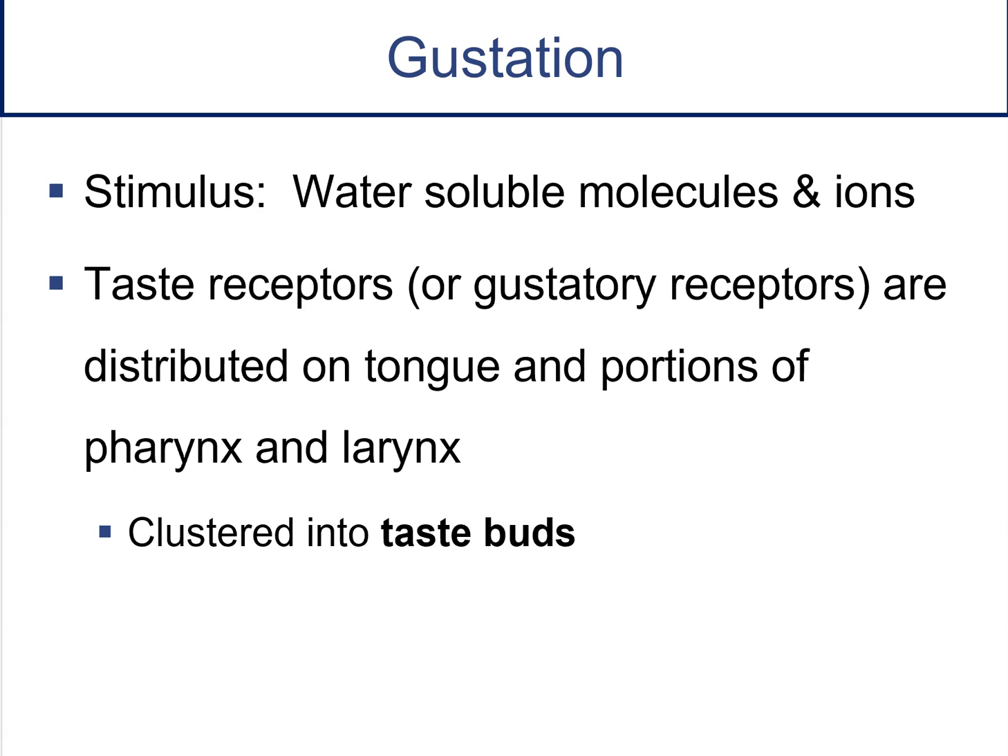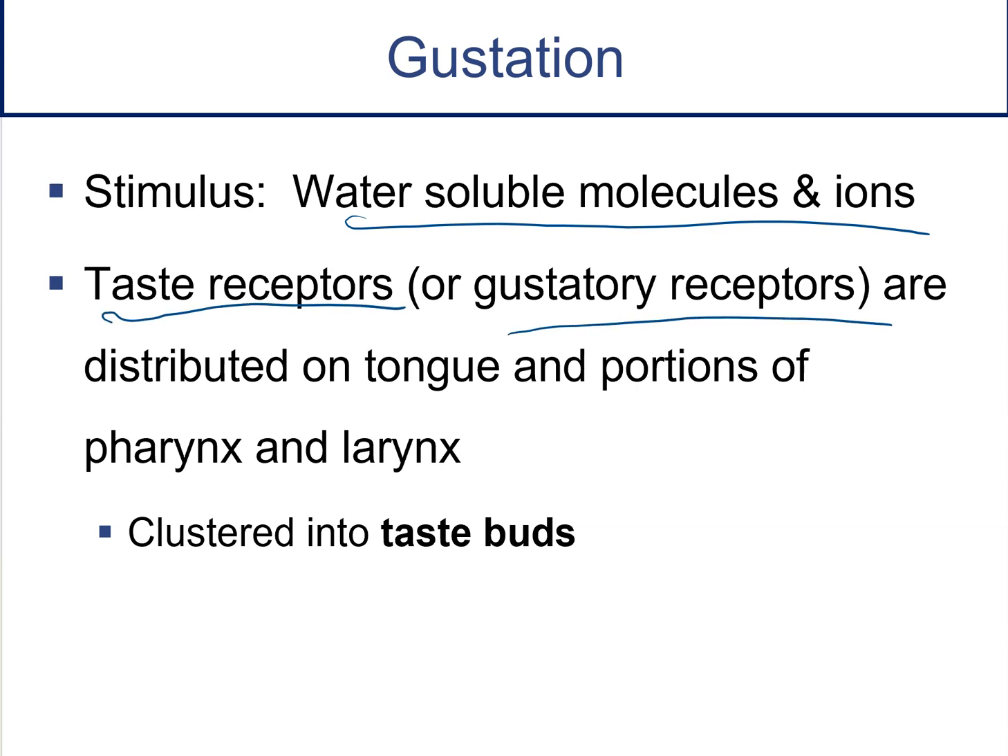Hi, in this lecture, we're going to talk about our sense of taste, otherwise known as gustation. So the stimulus is going to be any water-soluble molecules and ions, and you might remember that our sense of taste is a chemoreceptor, so it's going to respond to chemicals. Now, remember, these chemicals have to dissolve in saliva first, and they have to come in contact with our receptors for taste, or gustatory receptors.